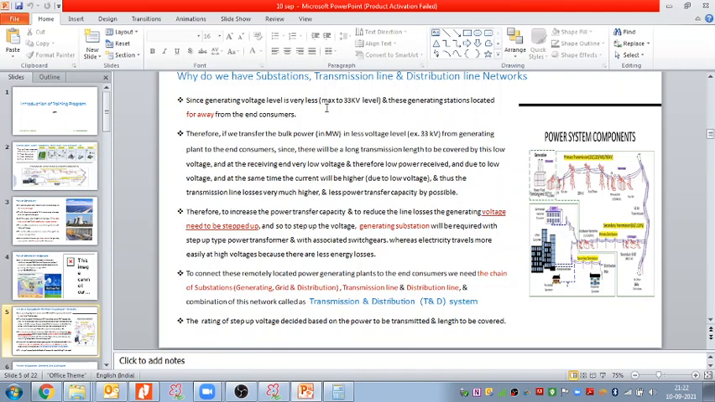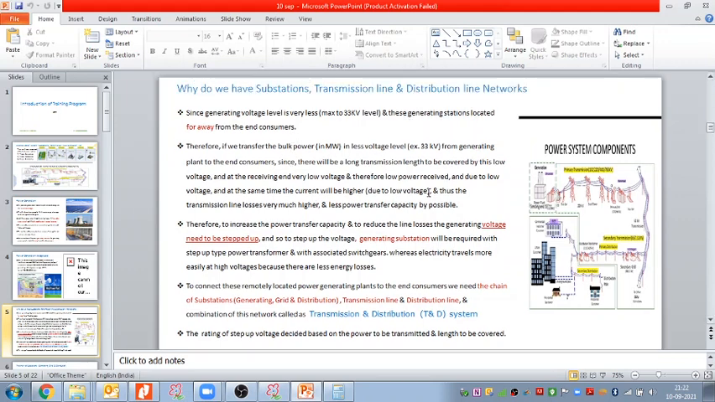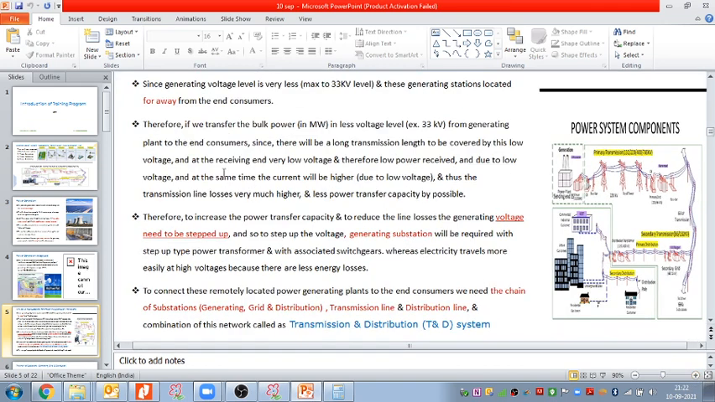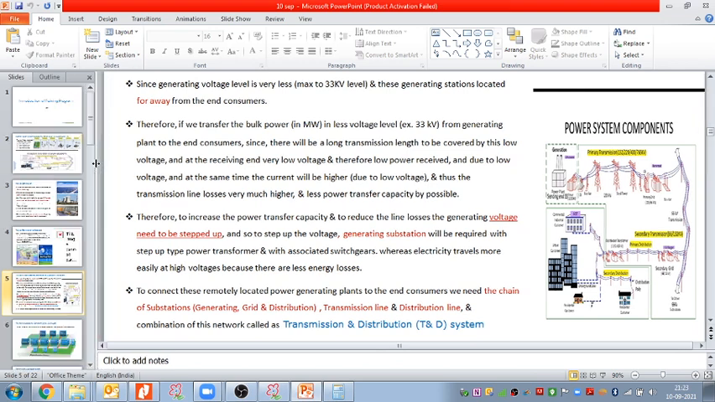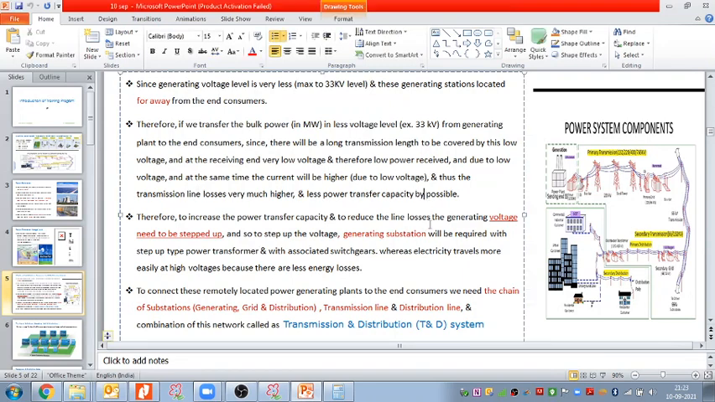Since the generating voltage level is very low, at most 30 kilovolts, and these generating stations are located far away from the end consumers, if we transmit the bulk power at low voltage from the generating plant to the end consumers, there will be a long transmission length to be covered at this low voltage, and the receiving end gets very low voltage and therefore low power. Due to the low voltage, the current will be higher, and thus the transmission line losses are much higher and less power transfer capacity is possible, right?